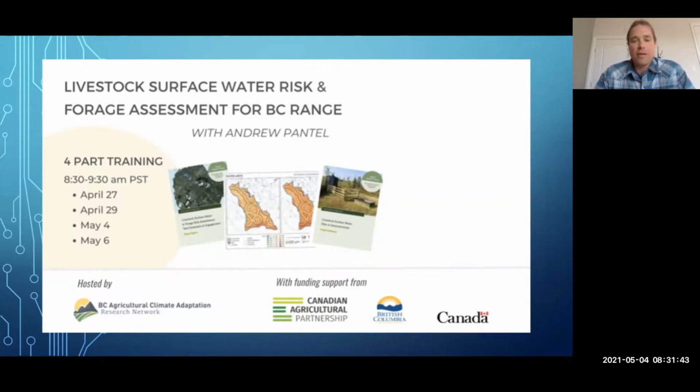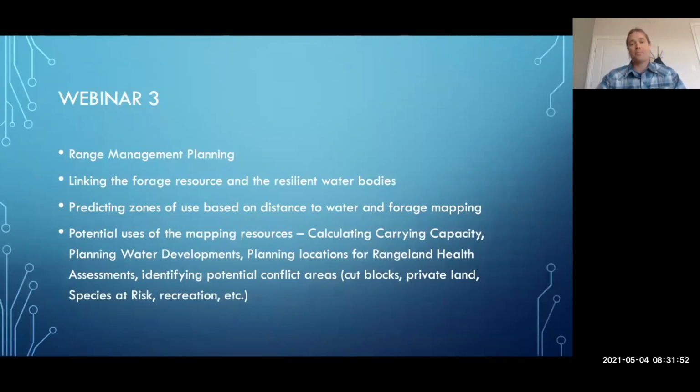So we've spent quite a bit of time now going through the climate models and the map sets. Today we're going to look at how to use the tool and maps for range management planning and linking the forage resource, and looking at how to calculate the forage resource based on the predicted zones of use. And then also we'll discuss a few of the potential uses of the mapping resources.